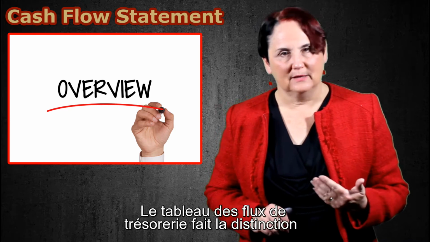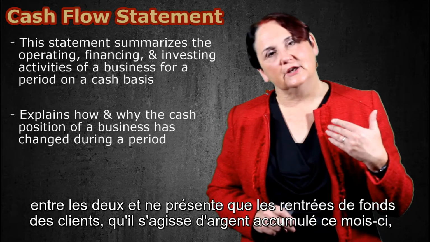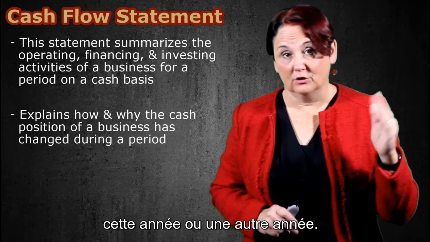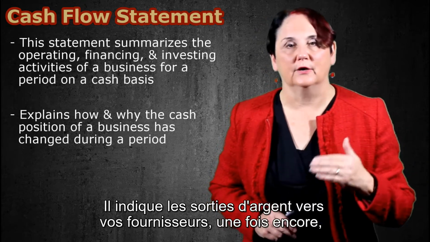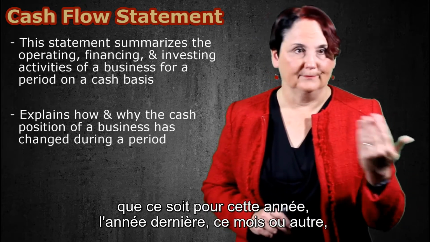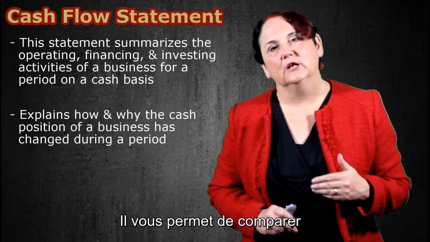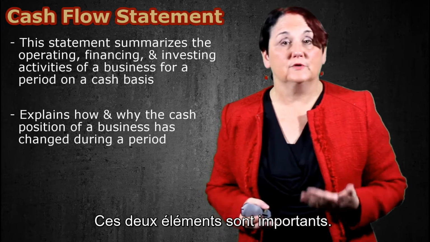So what the cash flow statement does is it separates that out and only reports the cash coming in from customers, whether it's money billed this month, this year, or some other year. It reports cash going out to your suppliers, once again, whether it's for this year, last year, this month, or whatever. It's just the cash that went out in this time period. So it allows you to take a look at your cash flow compared to your profitability. Both of those things are important.